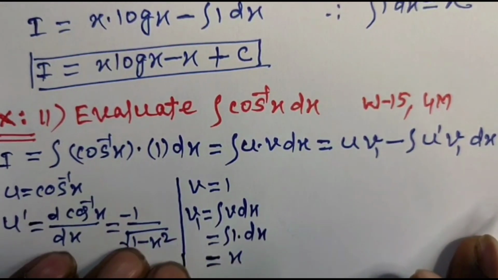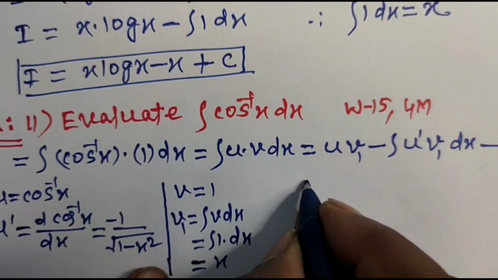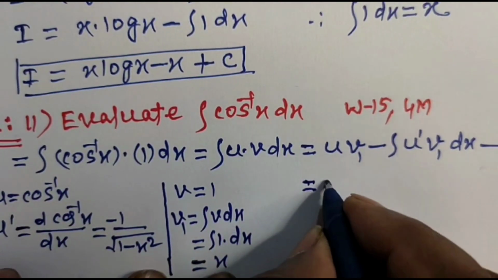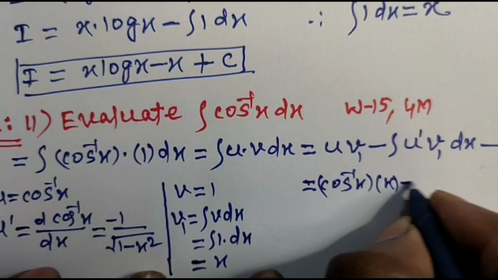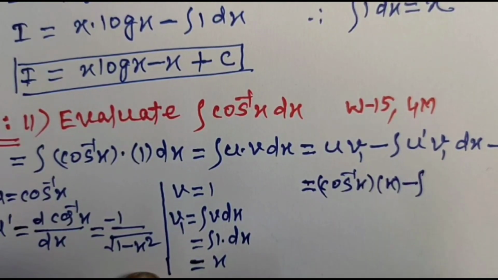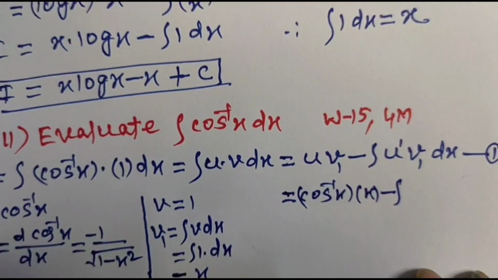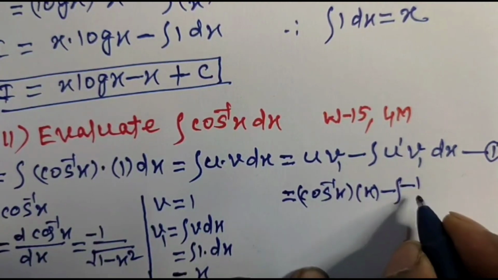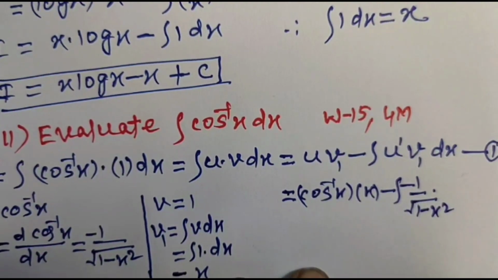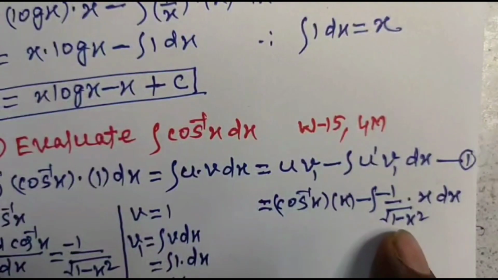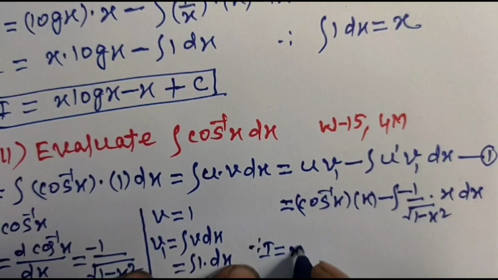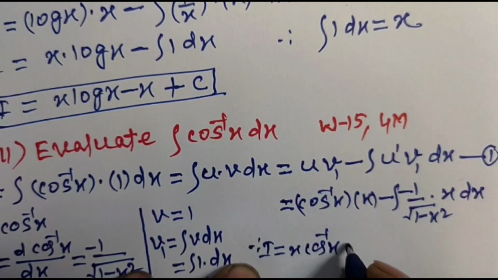Hence, I is equal to, directly we can write, u into v1. U means cos inverse x into v1, v1 is x, minus the integral of u dash v1. U dash is what? Minus 1 upon square root of 1 minus x square into v1, which is x, with respect to x. Hence, I is equal to x cos inverse x minus minus plus.